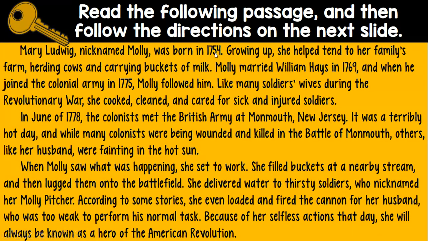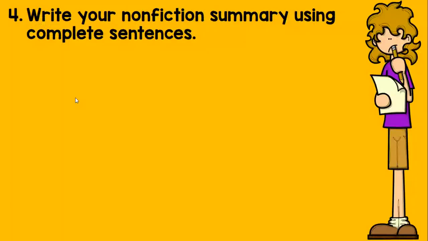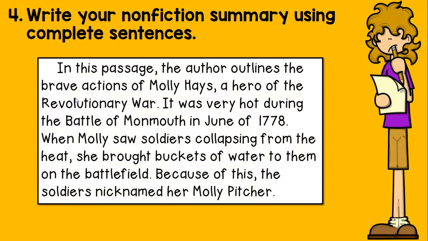They talk about when she's born, and next they talk about when she marries her husband in 1769. Then they talk about when he joins the colonial army in 1775. And then they talk about the famous event in June of 1778. So they're talking about some of the events of her life in order. This tells me that the text structure is sequence. So it outlines the brave actions of Molly Hayes in sequence.